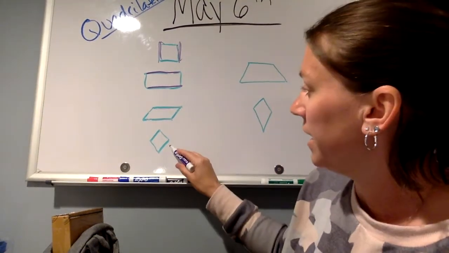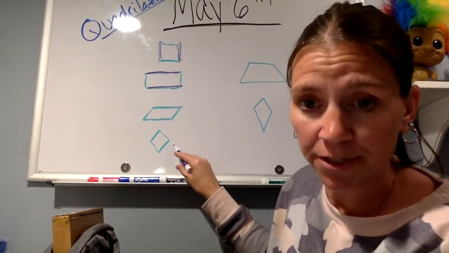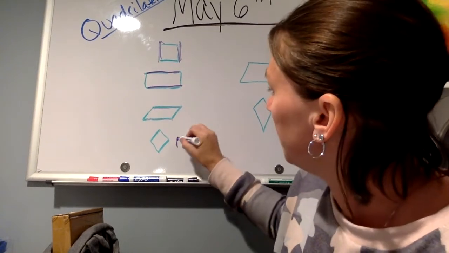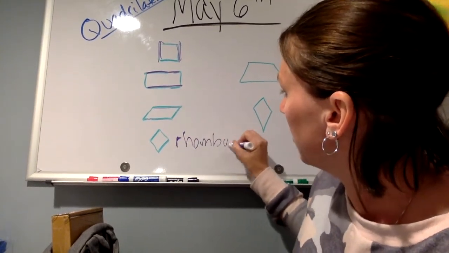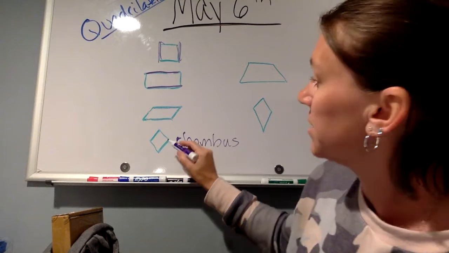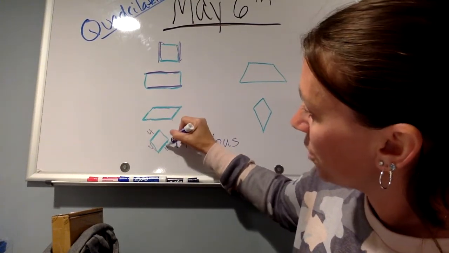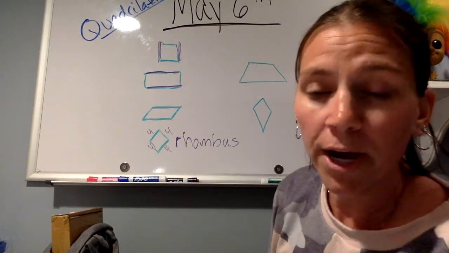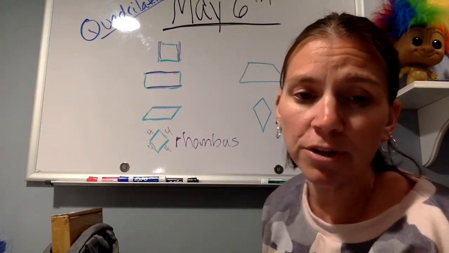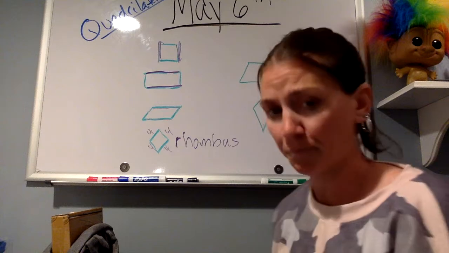Then there's this guy. He looks kind of like a diamond. Okay? His fancy name is a rhombus. Okay? But he looks kind of like a diamond. All of his sides are equal. So if this is 4, this is 4, this is 4, and this is 4. Okay? But he doesn't have to have right angles. His sides just have to be the same. Okay?